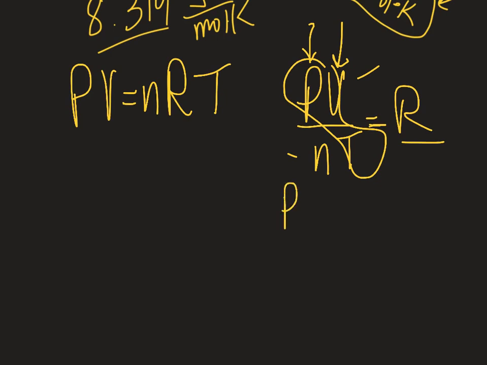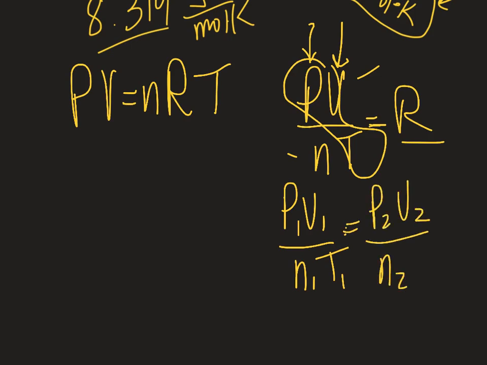So another way of looking at this is P1 V1 over n1 T1 equals P2 V2 over n2 T2. So if this is called the ideal gas law on the left, this is called the combined gas law.